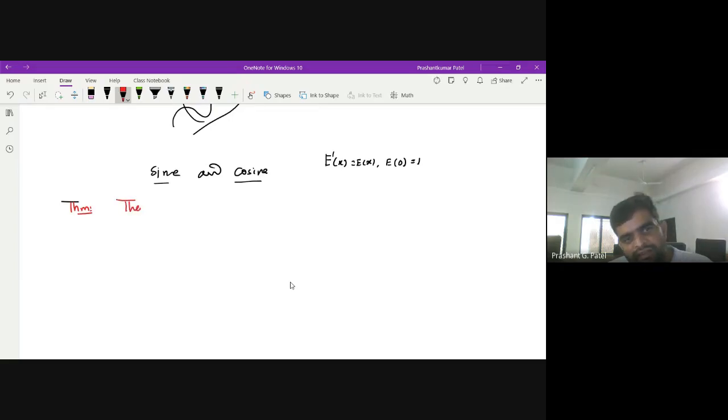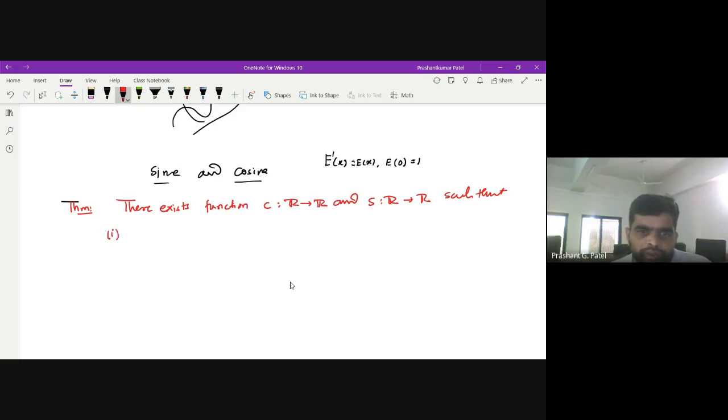It says that there exists a function c from R to R and s from R to R such that the double derivative of the cosine, here represented as c, is minus cosine, and the double derivative of the sine function is minus sine, for all x belonging to R.